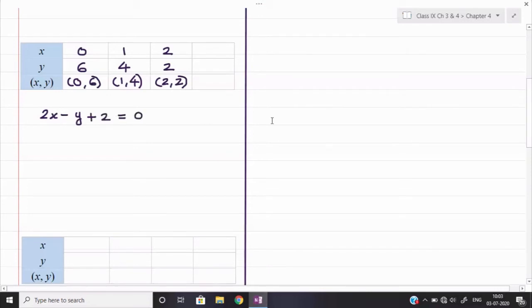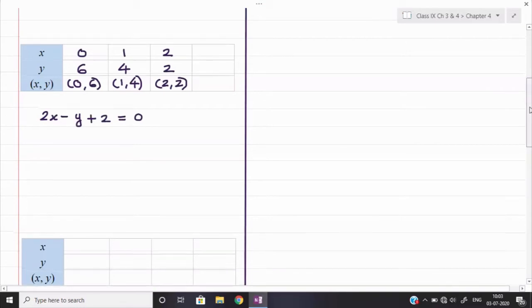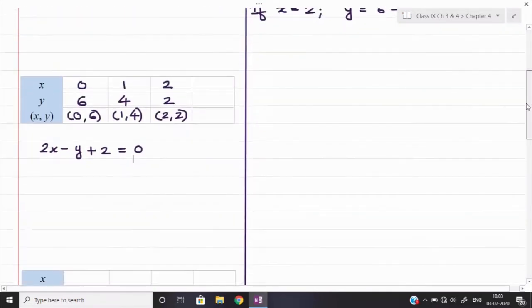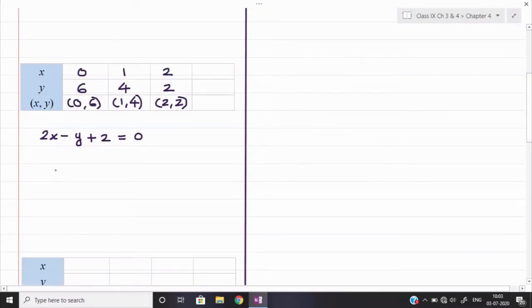Once we check the equation, 2x minus y plus 2 is equal to 0. Correct. Now here also, minus y I will send onto that side. So the value of 2x plus 2 will be equal to y, or else I can say that the value of y will be equal to 2x plus 2. Right. Now let us take one by one some values of x and y here.